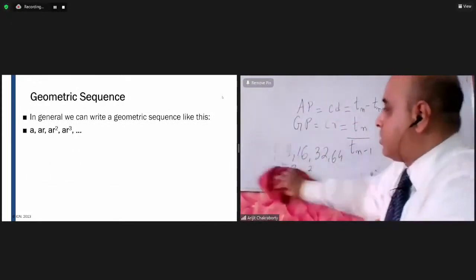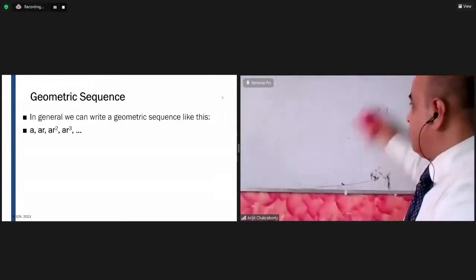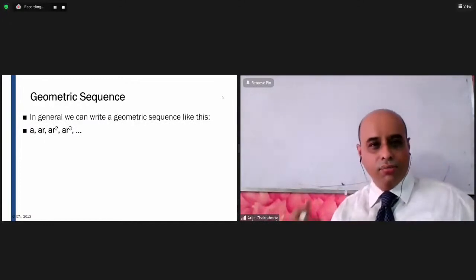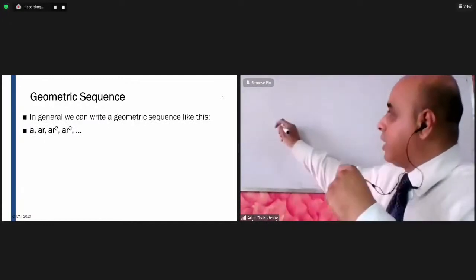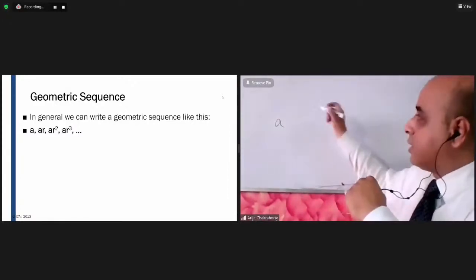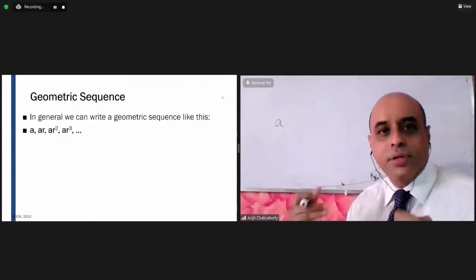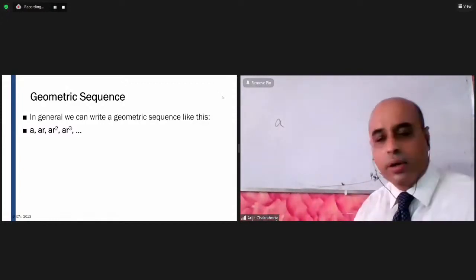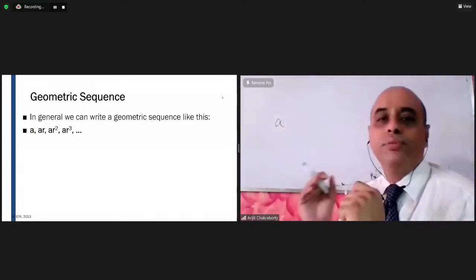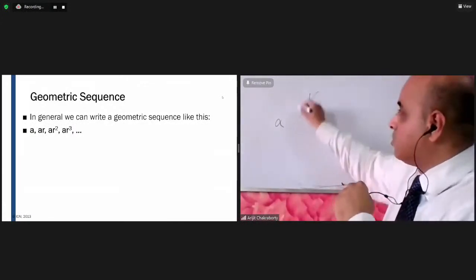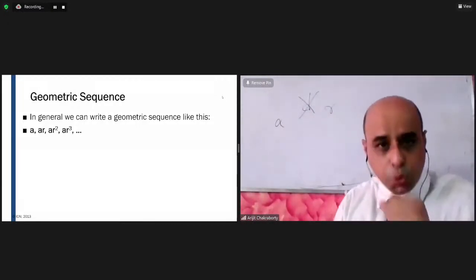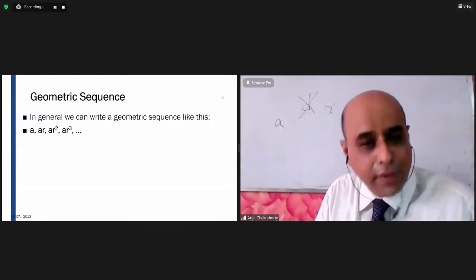So if I just take the general terminology, let's try to understand how we write a GP series. A is the first term. In case of AP, you remember the second term would have been A plus D, the third term would have been A plus 2D, and so on. But in case of GP, we will replace the letter D with the letter R. So D is no longer used. We use the letter R, and R is referred to as the common ratio.